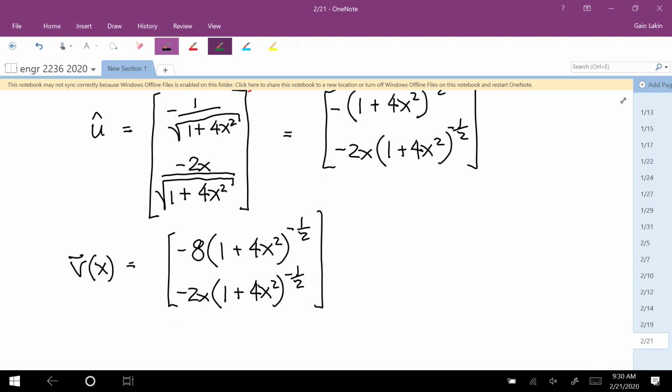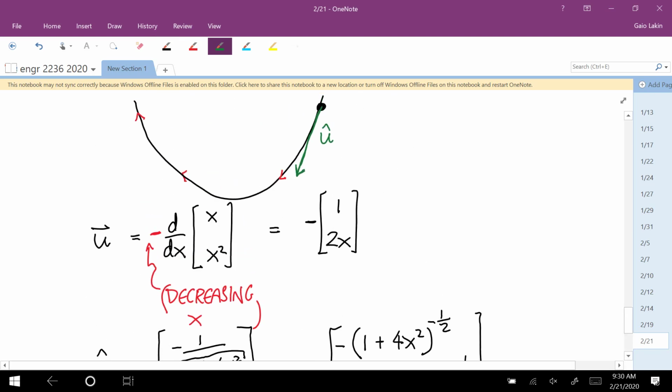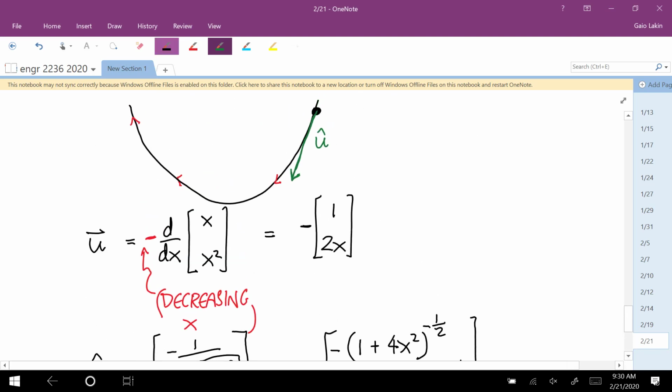Oh yeah, thank you. Okay, so that's the velocity vector at whatever x value. If you plug in x equals 0, it tells you the velocity vector here. If you plug in x equals negative 2, it tells you the velocity vector here.